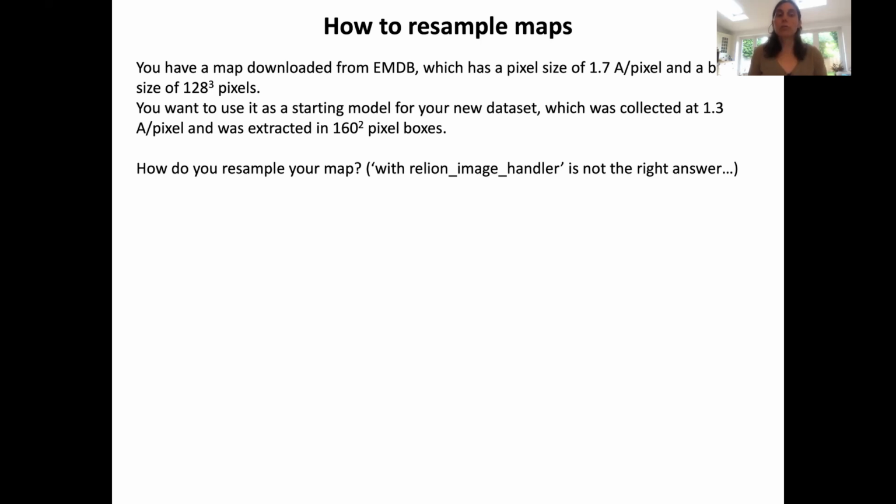So how do you resample your map? Now, I know you can all do it with RELION or kind of equivalent modern software that will do it for you. But can you work out, using Fourier transforms, thinking about the Nyquist frequency and its relation with the pixel size, thinking about the formula I shared with you earlier on, how to resample your map?